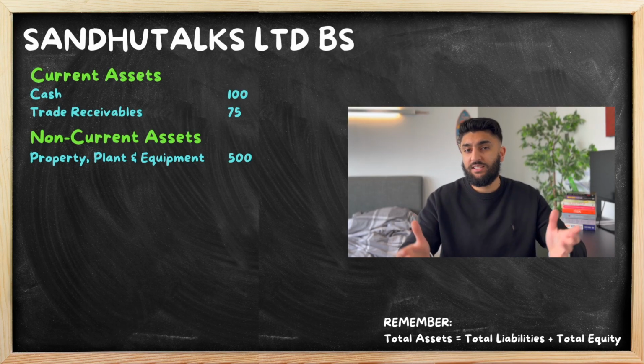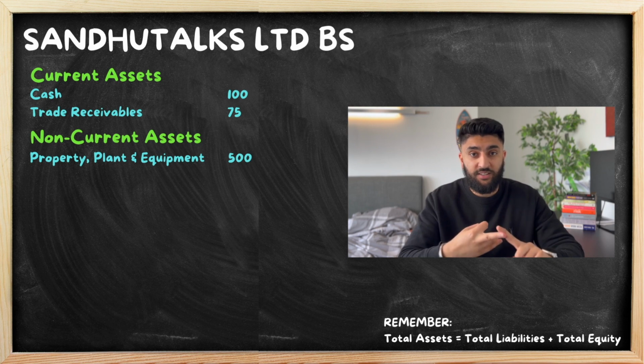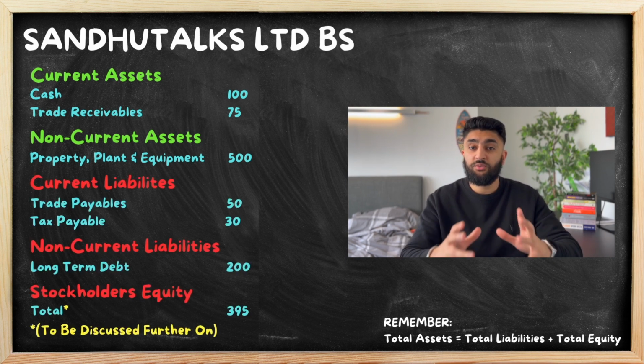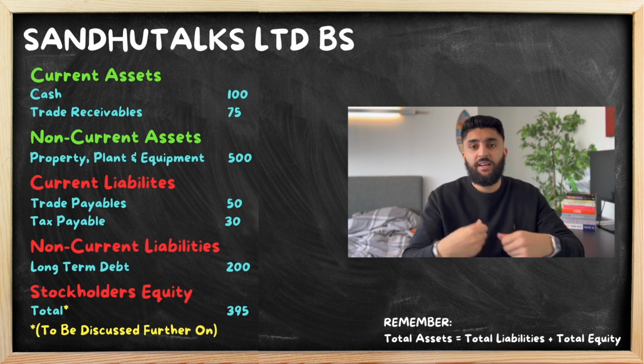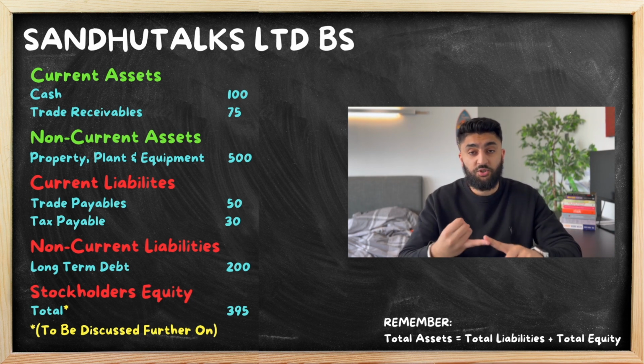Now, within the asset section, we see things such as cash, trade receivables, and property, plant, and equipment. The liability section is also split into current liabilities and non-current liabilities, and within the liability section, we see things such as trade payables, tax liabilities, and debt. It should be noted that the balance sheet is a snapshot at a certain period in time.